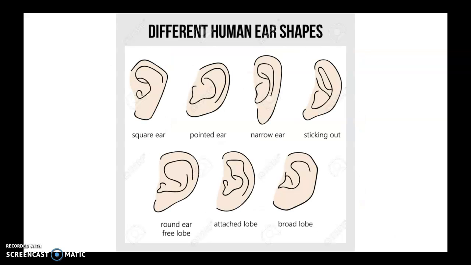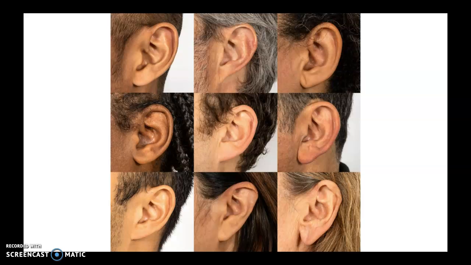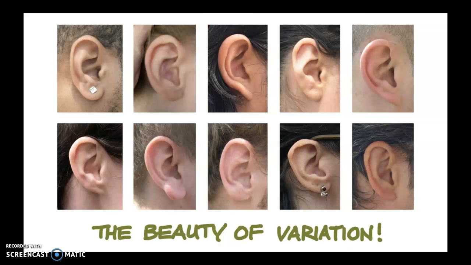Okay, and ear shapes, again, this is something that you'll see like when you're looking at the side of somebody's face. Okay. It's hard to tell somebody's ear shape when you're looking at them straight on.